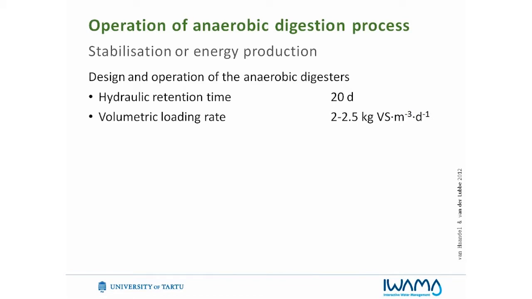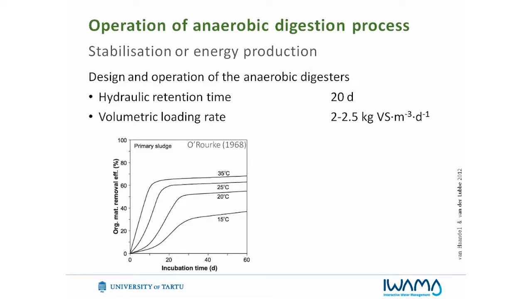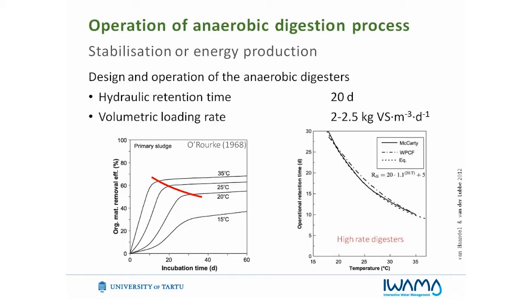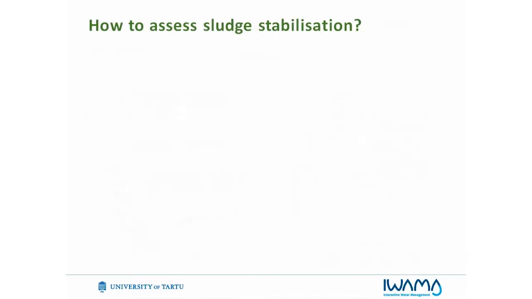So normal design is 20 days of retention time. Volumetric loading rate is up to 2 to 2.5 kilograms of volatile solids per cubic meter of reactor per day. But it depends on the temperature, of course, and on the reaction, and then we try to achieve the maximum organic matter removal possible. It depends a little bit on the process. And this is also old data. So this is the high rate for either digestion or the operational retention time.